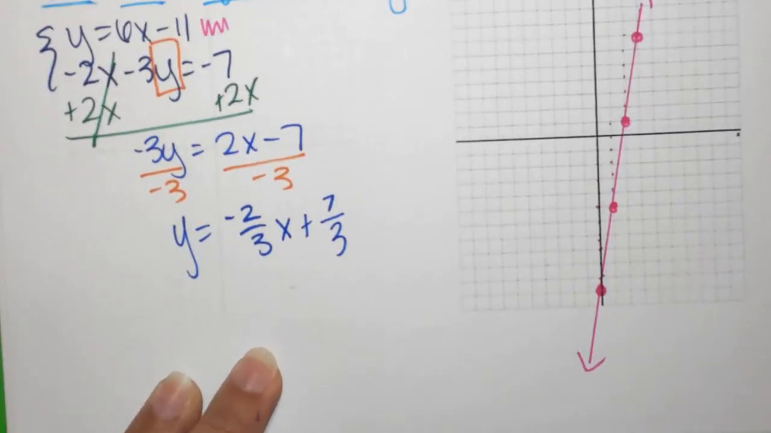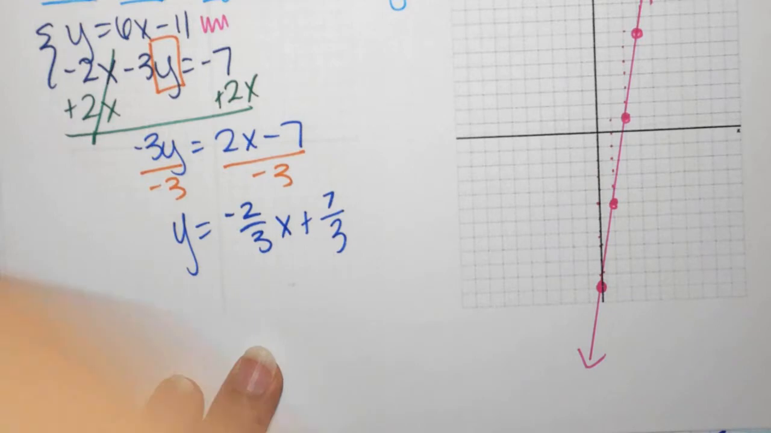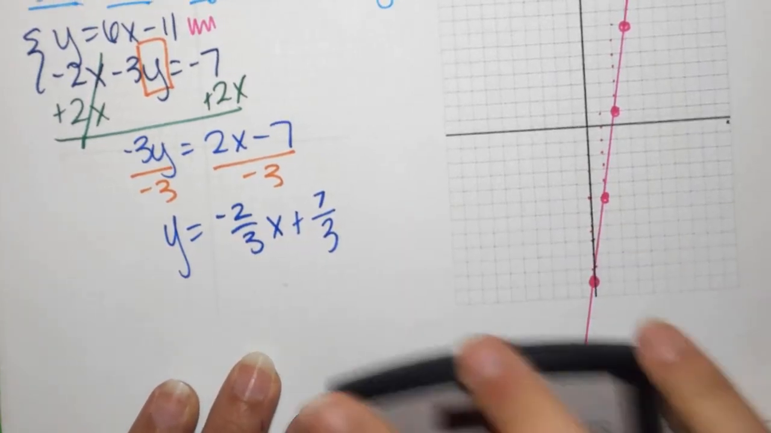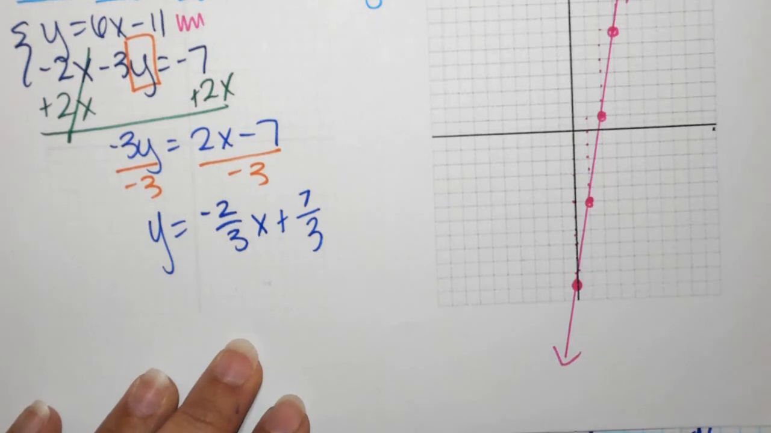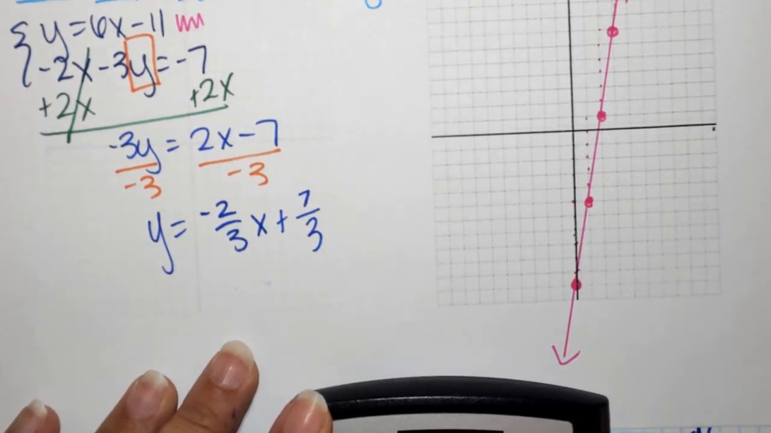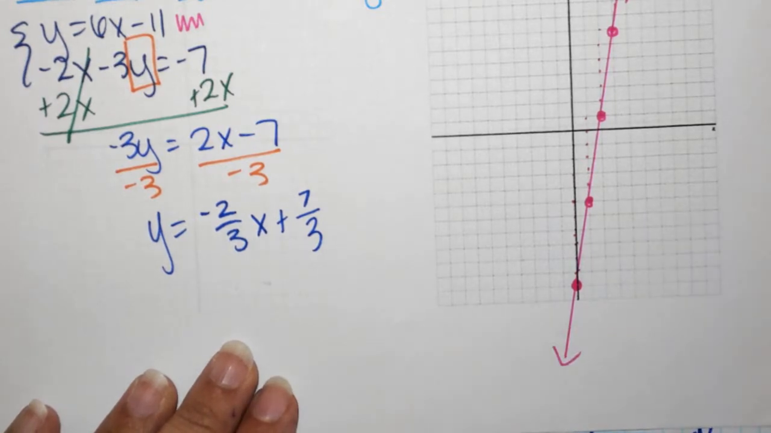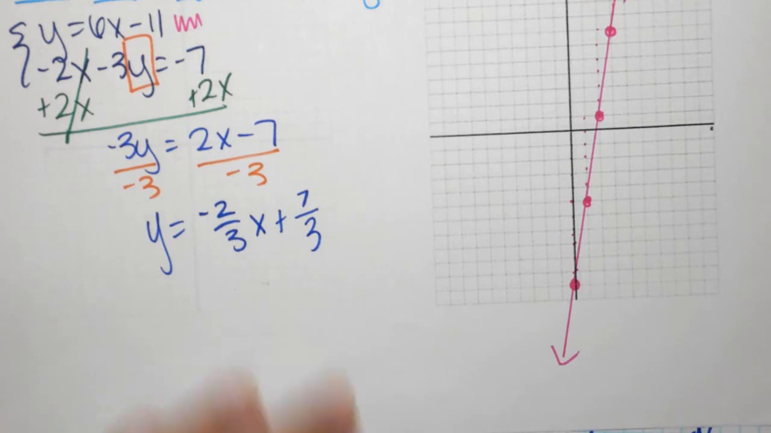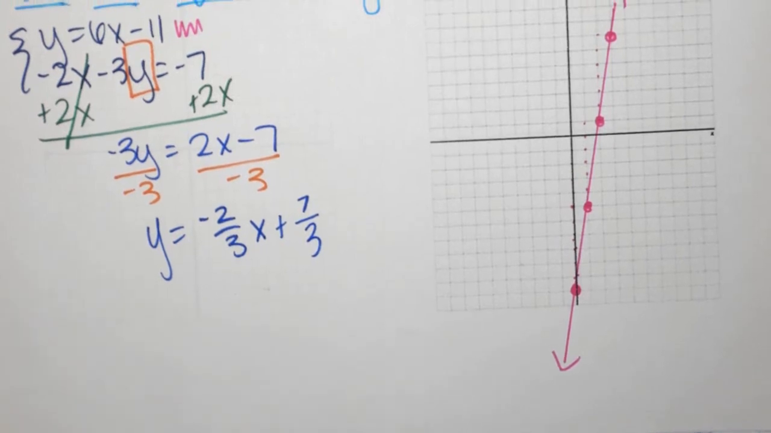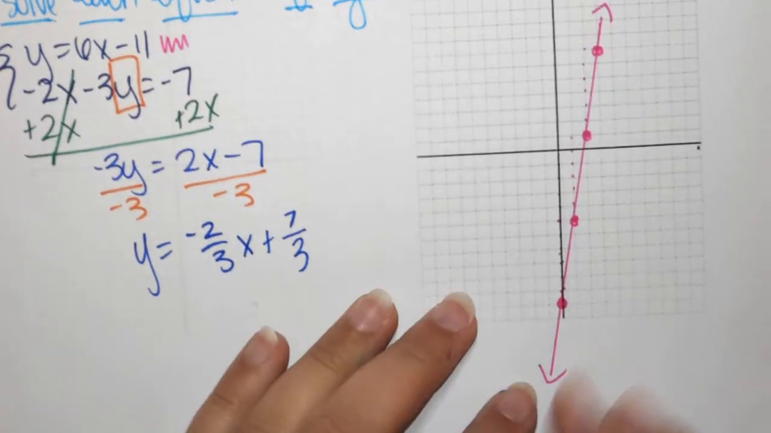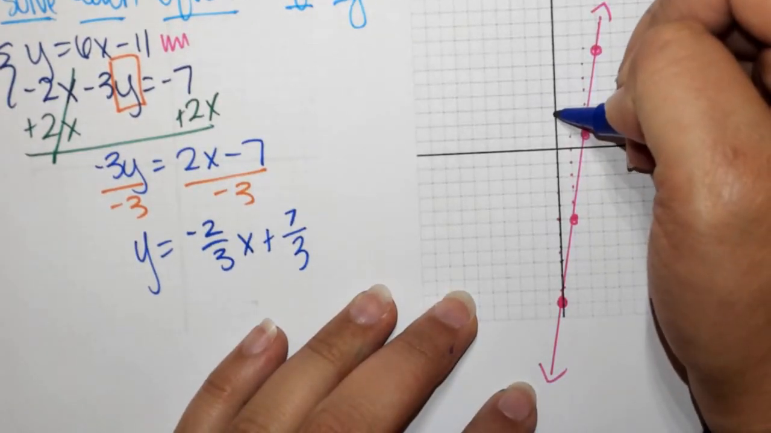All right, now, the first thing that we need to do is go up 7/3. So what I would suggest is figuring out what 7/3 is in decimal form. It's 2.3333. So I'm going to go up 2 and then a little baby bit.